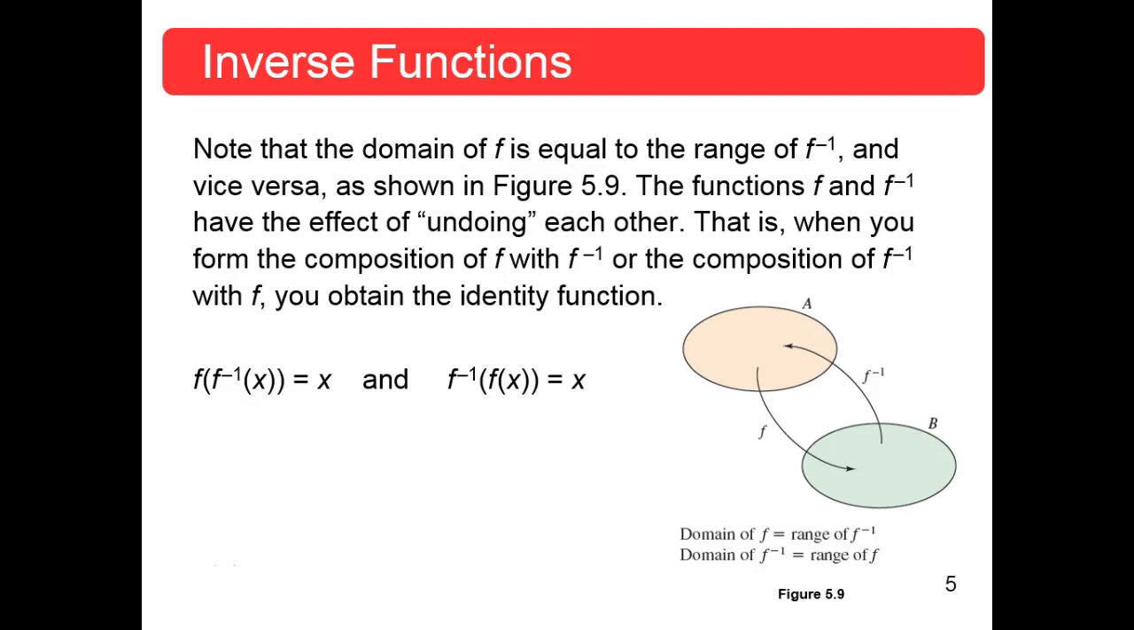That is, when you form the composition of f with f inverse, you're going to wind up with just the identity function x. Okay? So f of f inverse is x, and f inverse of f is x. Because you're starting with x, doing the inverse function of it, and then doing the function of that takes you right back to x. So we start with this and act on f with f on x, and then with f inverse, it undoes that and gets you back to x. Okay.